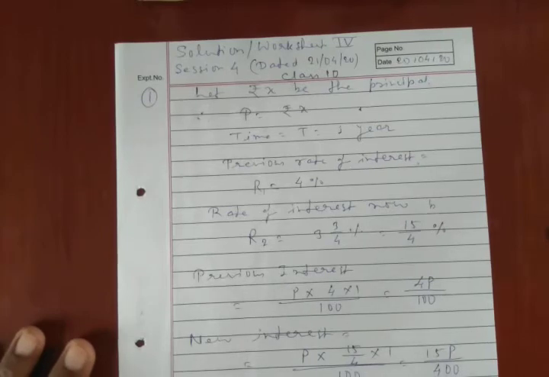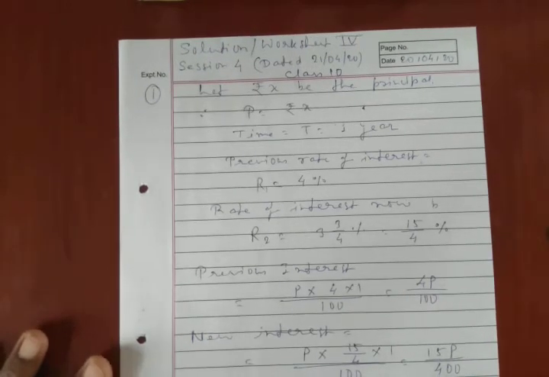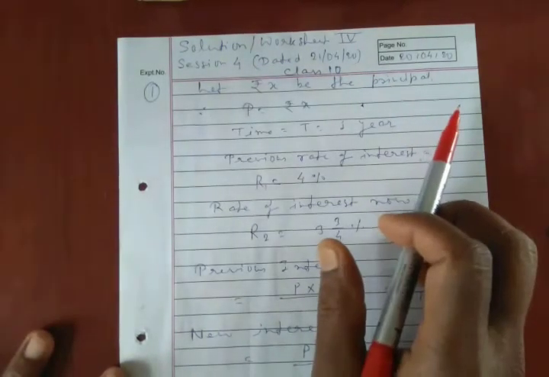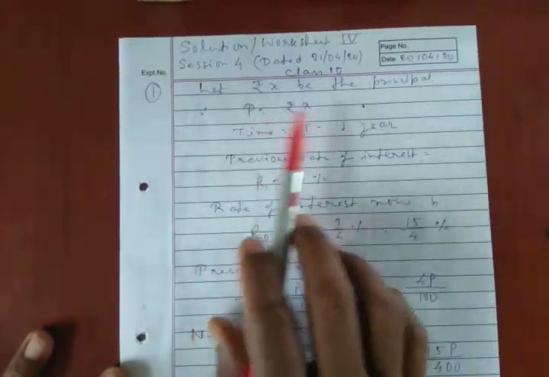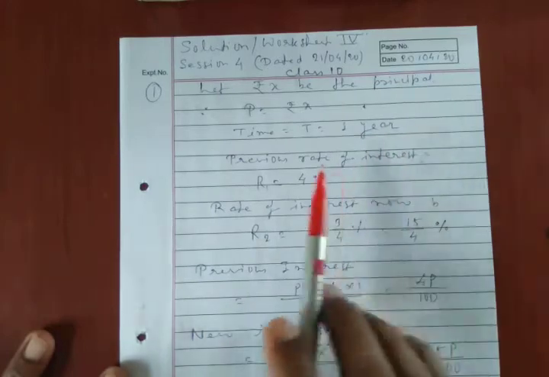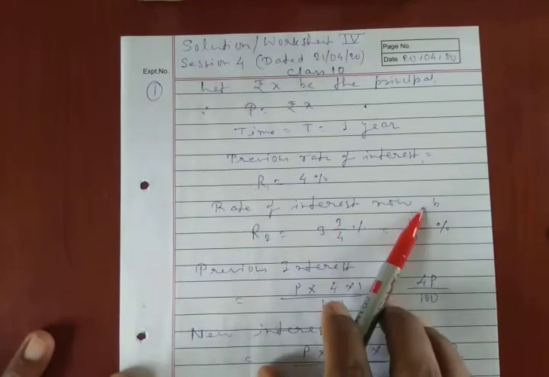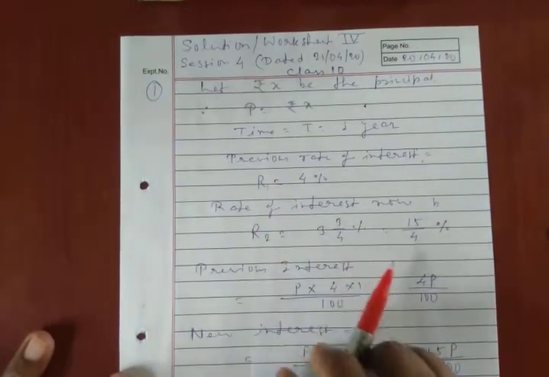because he invested, that is, in the first case, the interest rate was 4%, and he invested, then he got some interest, and then when the interest rate is reduced and it becomes 3.4%, then his income became less by rupees 60. So first, suppose the principal is rupees x in this case, and then P equal to rupees x and time is equal to 1 year, and previous rate of interest is 4%. And the new rate of interest will be R2 equal to 3.4%.